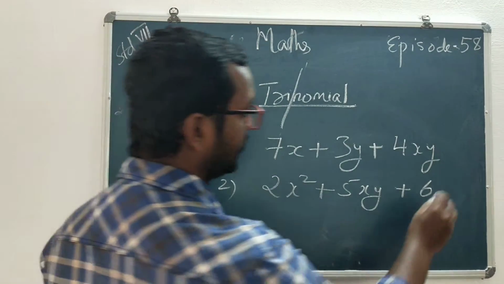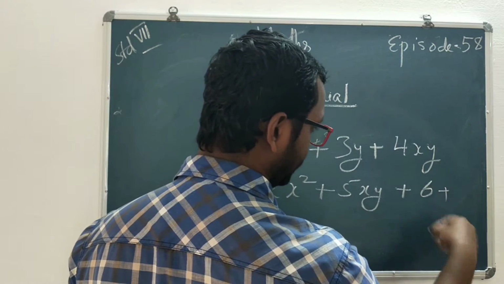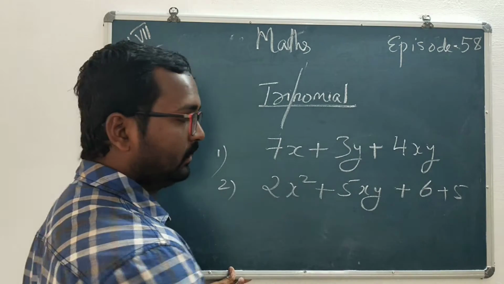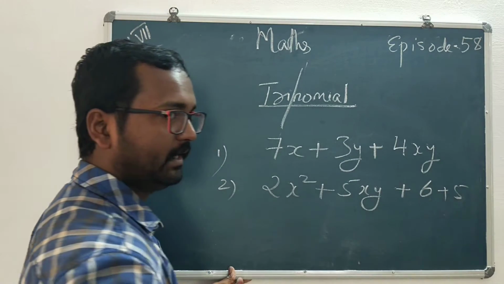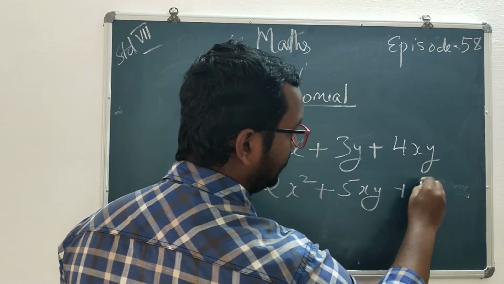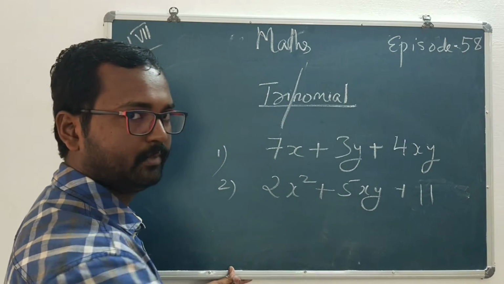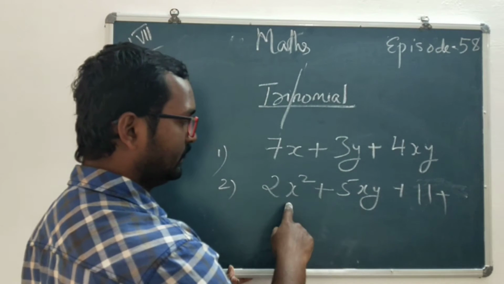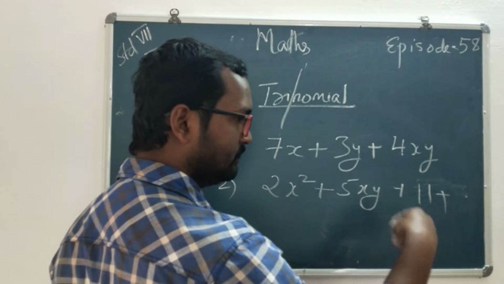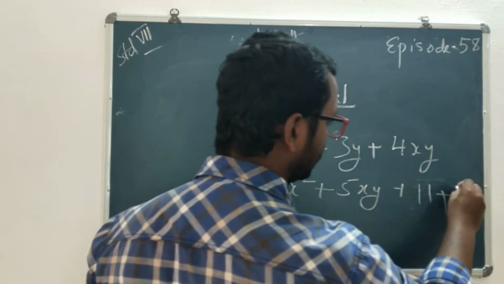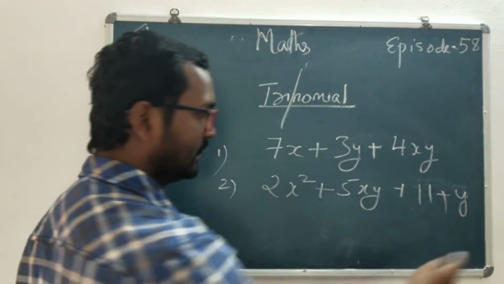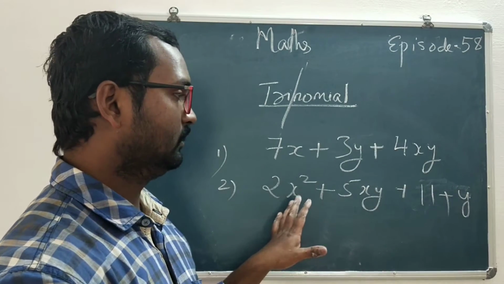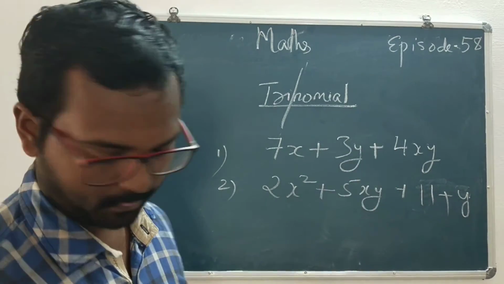But if we add something else, if we add even a different number, let's say if we add 5, because 6 and 5 we can add and make it as 11. This is still going to be trinomial only. But if you add some other variable other than x square, 5xy, if you add any other variable, like if you add y, now it has become polynomial. That's a different thing. Okay, now it's not trinomial anymore.